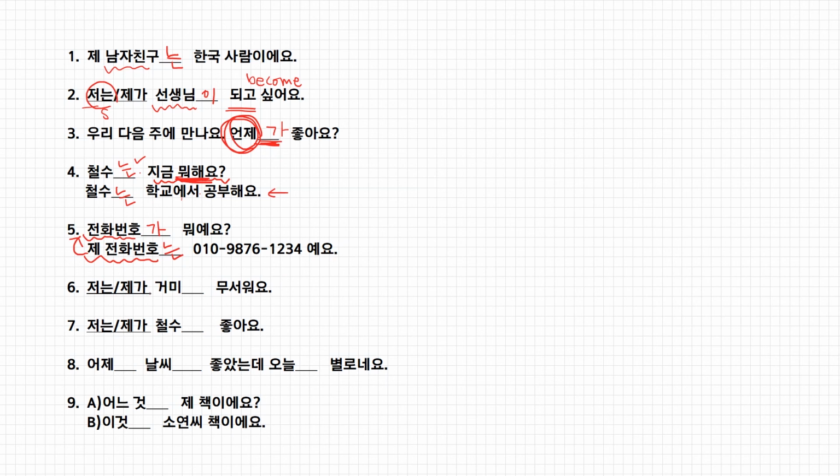저는 or 제가 거미가 무서워요. I'm scared of a spider. 무섭다, an adjective, describes the subject's feeling, right? So, scared of what? A spider. Then 거미 is an adjective complement. Therefore, 가 is used. And here the subject I, 저는 거미가 무서워요. Same here.